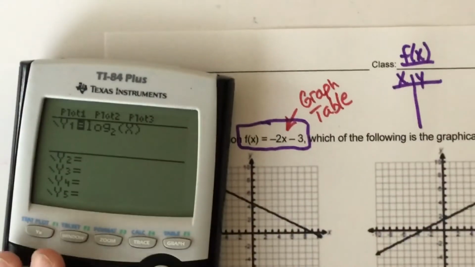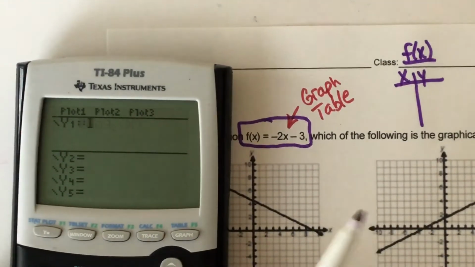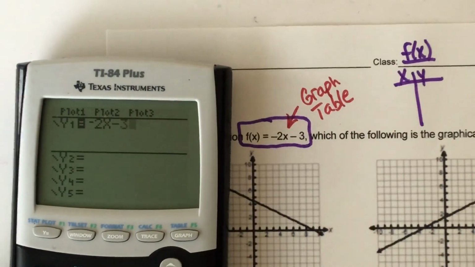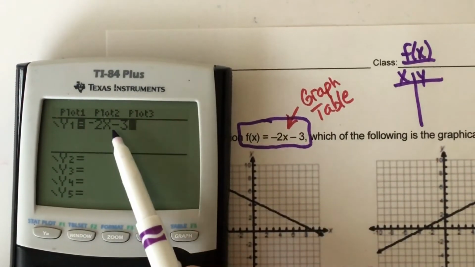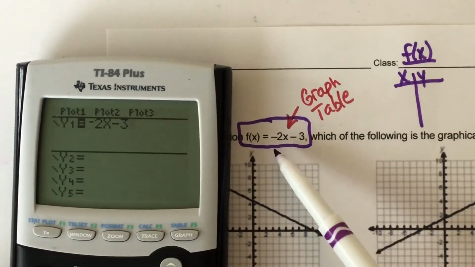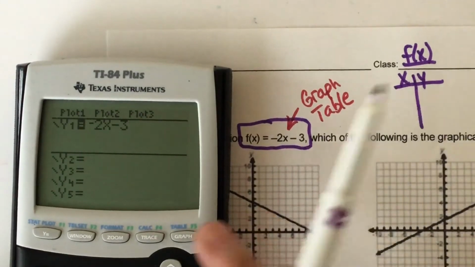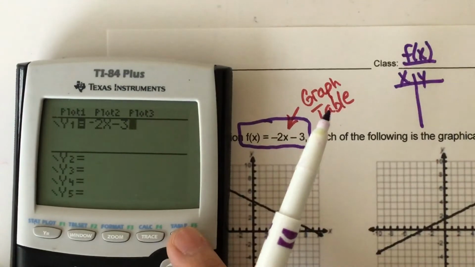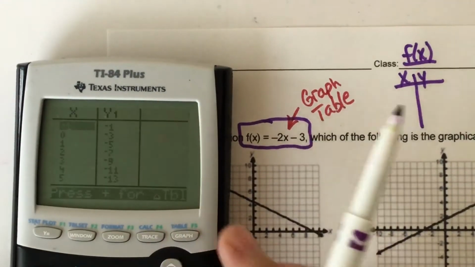All right, so I'm going to go to y equals. I'm going to clear that off. I'm going to write negative 2x minus 3. So this is a negative, this is a minus. And then I'm going to hit... Well, I could look at it, but I'm not going to bother. I'm just going to go to the table. So I'm going to go second graph.